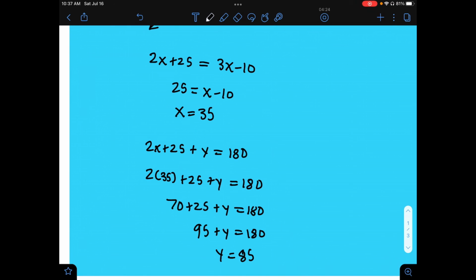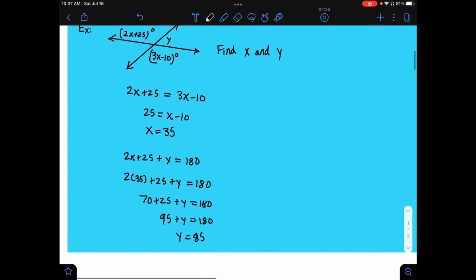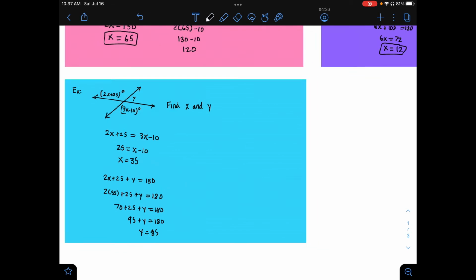We now know that by using vertical angles and supplementary angles, you can find the missing angle or the missing variable. So I hope that all made sense.